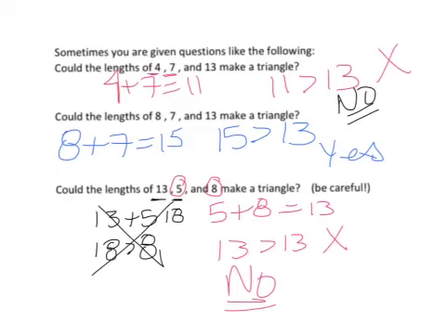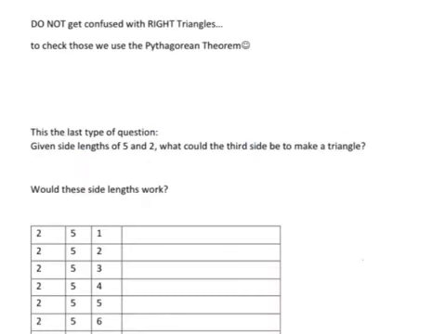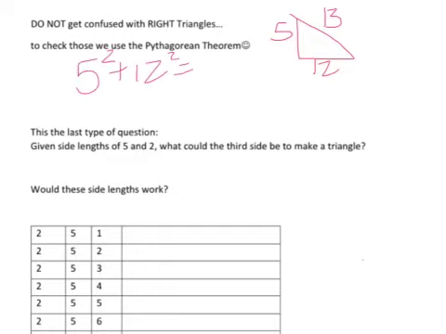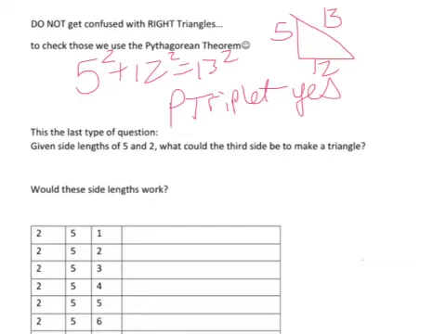Okay, next page we're going to go to. So do not get confused with right triangles. If I wanted to know if something made a right triangle, you'd actually have to use the Pythagorean theorem with 5, 12, 13. In this case, you would do 5 squared plus 12 squared equals 13 squared. Now, I'm sure you all know that this is already a triplet, so the answer is yes. Now, the last type of question that you'll get is a little confusing. It says, given the side lengths of 5 and 2, what could the third side be to make a triangle?